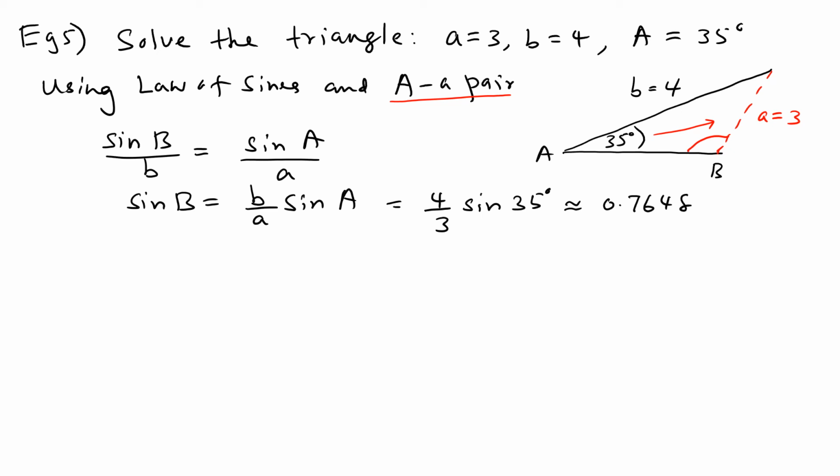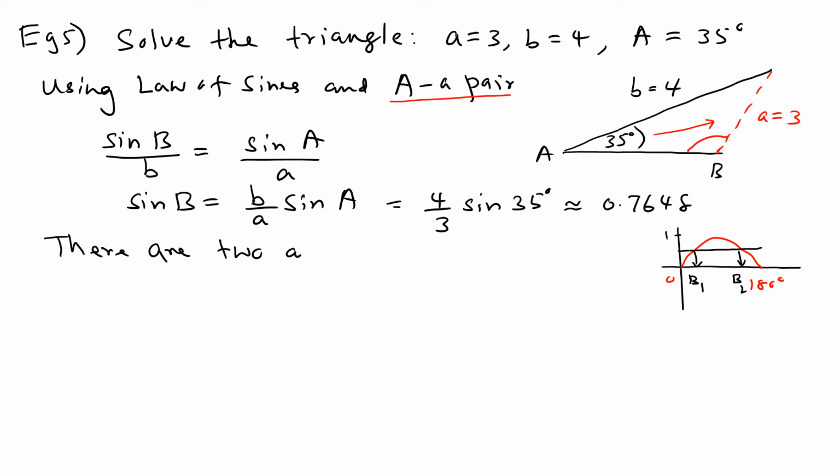And then, if you look at the sine graph again, what's going to happen? We are looking for values between 0 and 180, but the problem here is that there are two values between 0 and 180. Sine gives you two values. Those two values are going to create two triangles. So you can see that there are two angles.